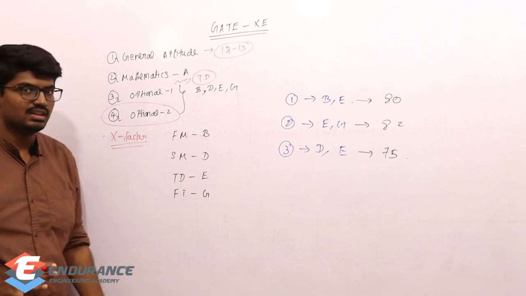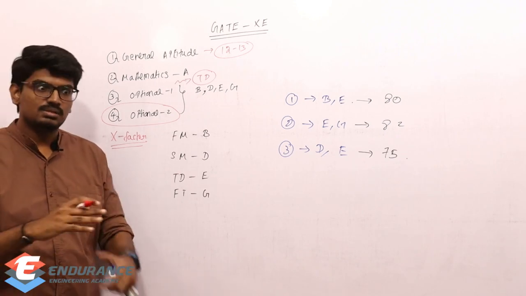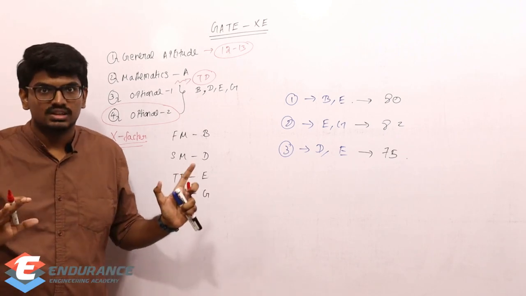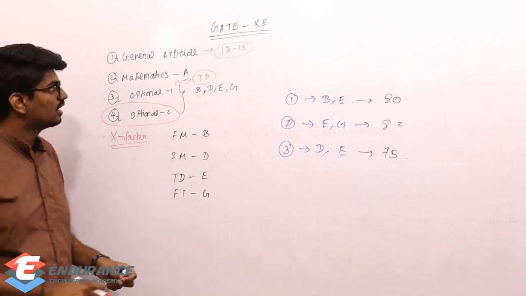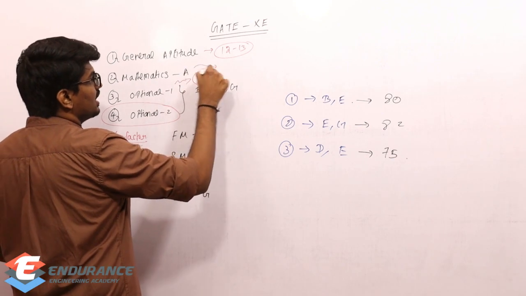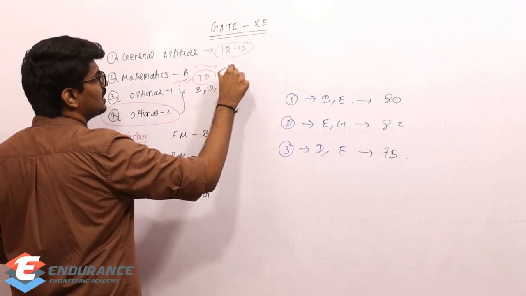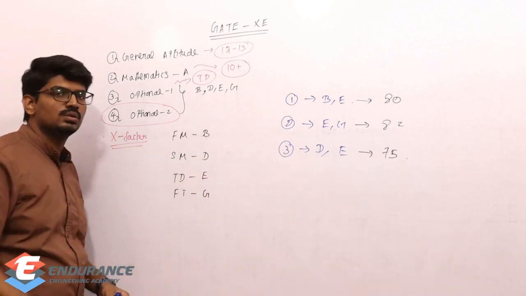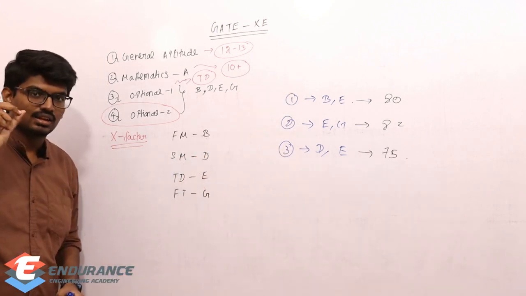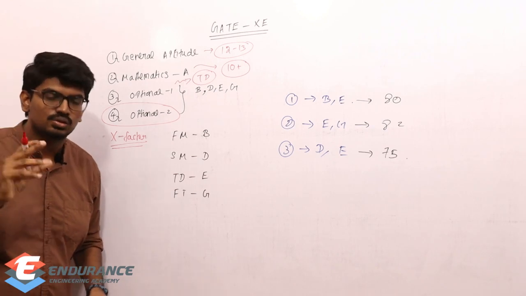I'm talking about XE. Getting 12 to 13 is actually very, very good. If you are able to get 10 plus, any score, 10, 11, 12, 13, 14, 15, whatever you get, that is a very, very, very good score.